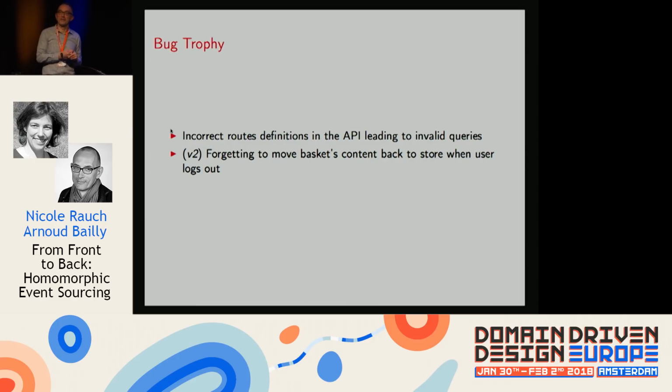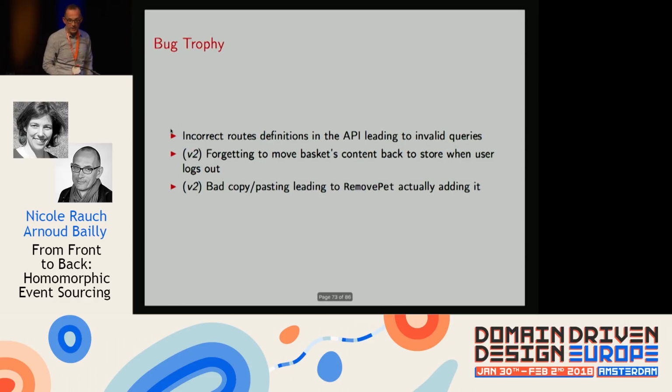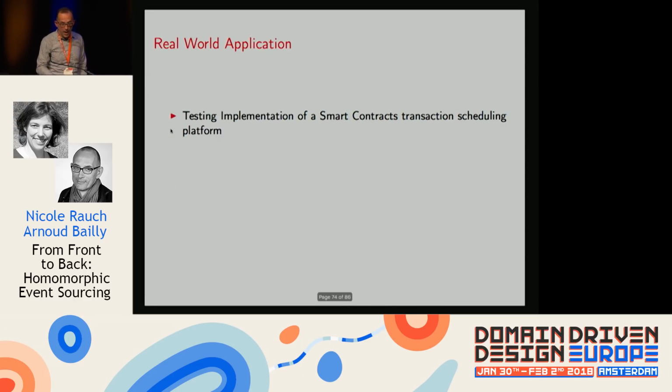Another thing which was even more interesting is that in a more advanced version, which you will be able to delve into tomorrow if you come to our hands-on session, in the V2 version, I forgot in the actual implementation of the code to remove, when a user logs out without buying the pets, we should put back the pets into the store because other users should be able to buy them again. And I forgot to do that, and the model found it. And then there was even an error between the model and the implementation where I was doing some copy pasting that led to remove pet actually adding it. So something else that I found.